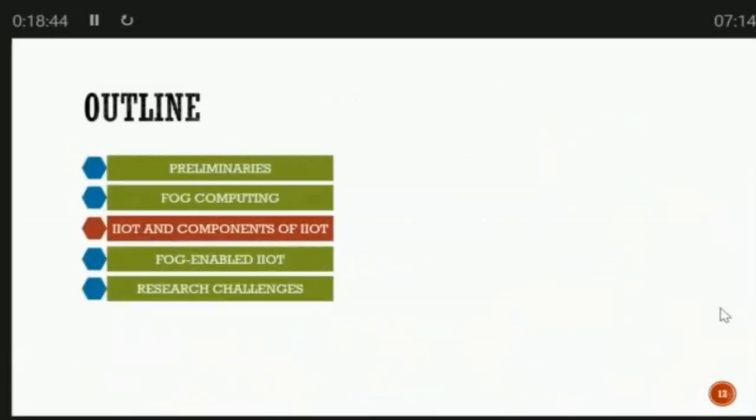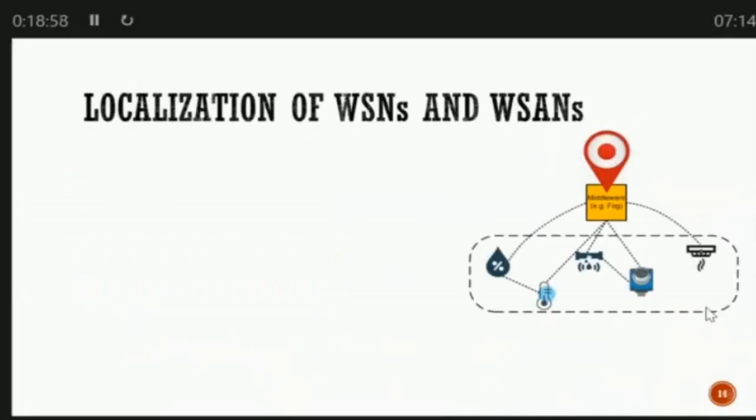Let's see what are the key components of industrial IoT. Components mean without these things, industrial IoT would not be complete or would not be possible. So this is the first and foremost thing that you need in an industrial IoT: localization of wireless sensor networks and wireless sensor actuator networks.